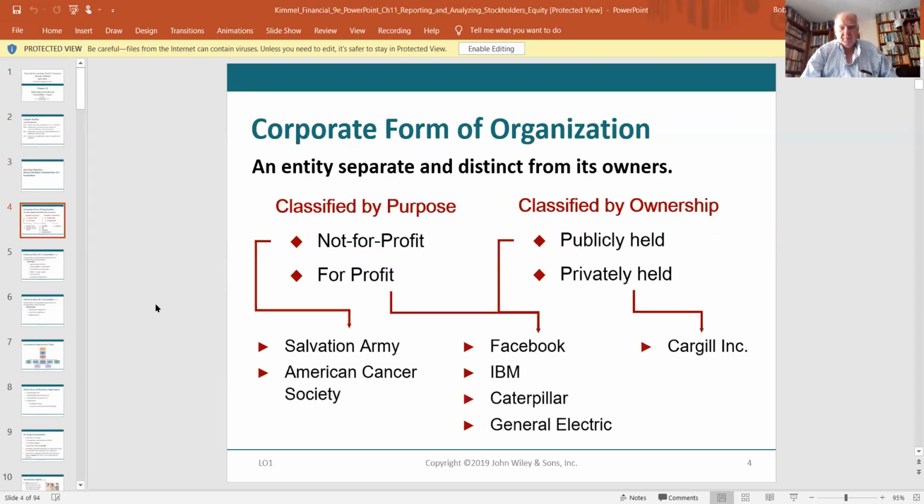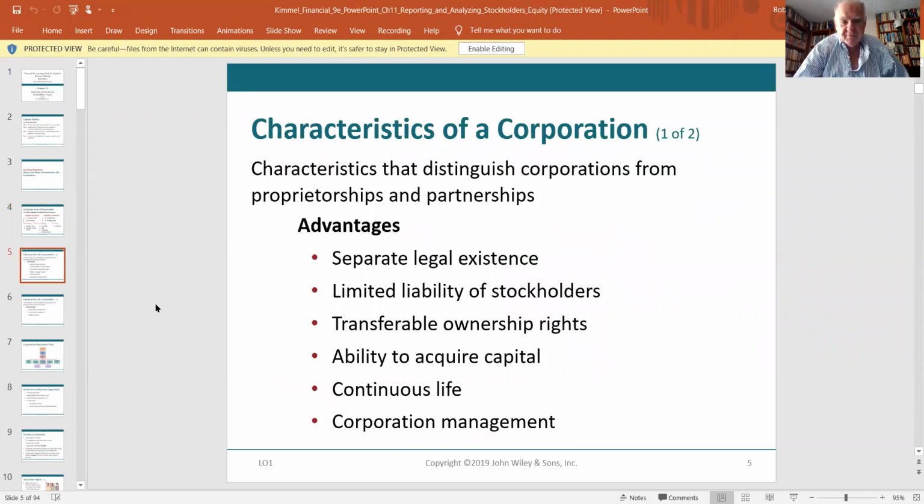Major characteristics of a corporation. A corporation is owned by shareholders. The public goes out and buys shares in a company and they become owners of it, okay? You can have for-profit corporations and nonprofit. They can be privately or publicly held, okay? Cargill is a big company and they're pointing out that it's privately held, all right? Characteristics: separate legal existence, limited liability of stockholders, transferable ownership rights, ability to acquire capital, continuous life, corporate management.